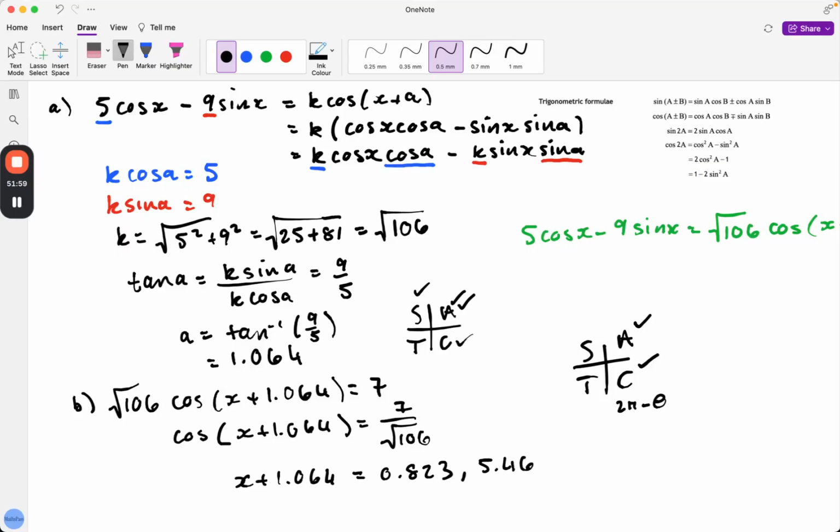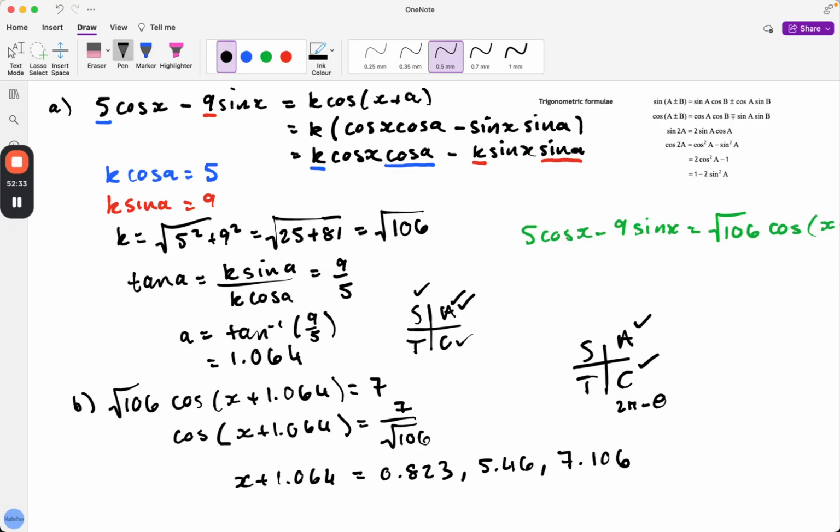Keep in mind that cos repeats every 2 pi, or every 360 degrees, so you can actually also add 2 pi to both of these values to make sure we're finding all of them. So not only do you want to use your CAST diagram, you also want to consider whether you have to add your 2 pi to each value as well. So what I'll also do is 2 pi plus 0.823, and that is also going to give me 7.106. And then I'm not going to have to add 2 pi to my 5.46, just because it's going to be out with my range.